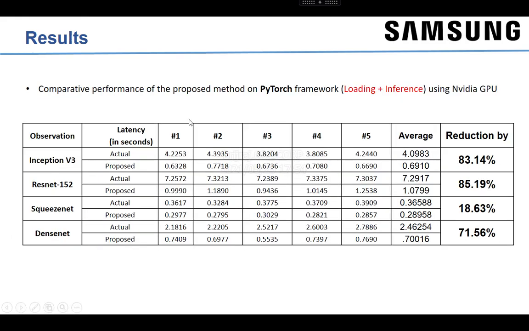The same experiments we performed in the PyTorch environment with NVIDIA GPU, taking several instances of this experiment. So on average, we could see that the bigger the model, the better the performance. Like in Inception V3, we could reduce it by up to 83.14%, whereas in SqueezeNet, we could reduce it by up to 18.63%, right? So in all the cases, there was a performance gain that we have noted down.